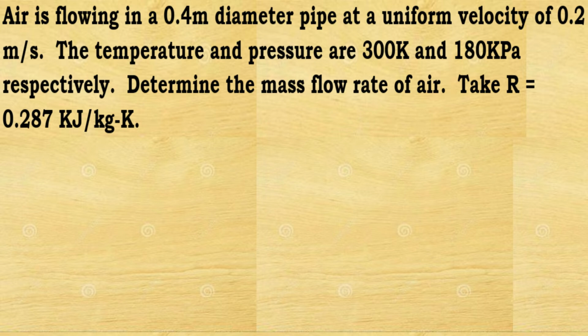In this question, we have to find the value of mass flow rate of the air. That is, for every 1 second, how much kg of air is being passed through the pipe. Okay. For finding the value, some parameters are given in this question.